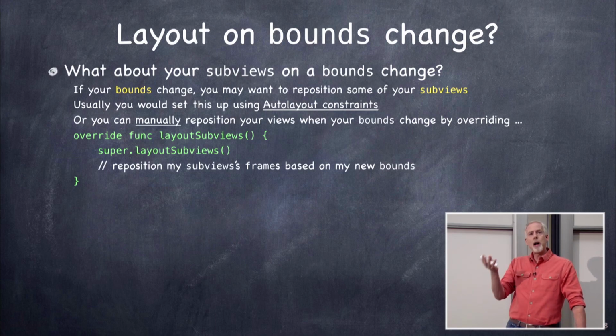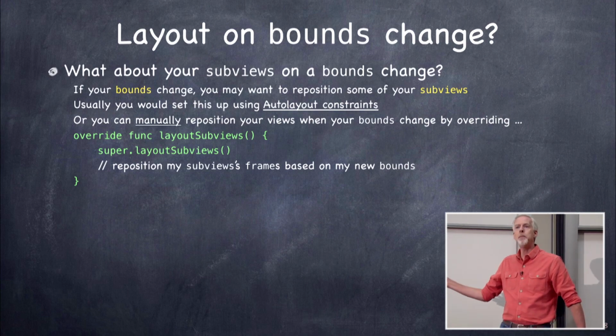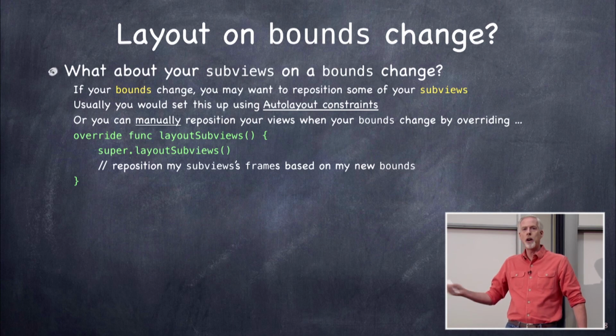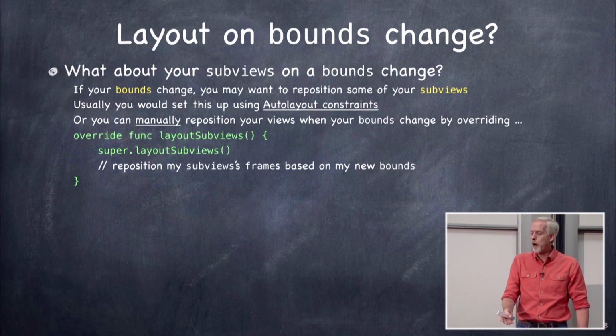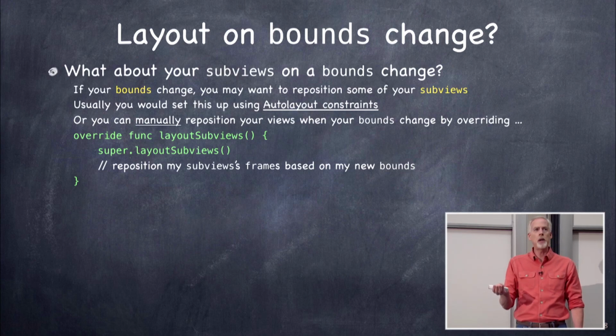So what happens when your bounds change there? Well, when your bounds change, you're going to get sent this message, layout subviews. And that's an opportunity for you to go reset the frames by just changing the frame var on all of your subviews. Okay? So if you have subviews, you're almost always going to implement this method. And don't forget to call super to do it.